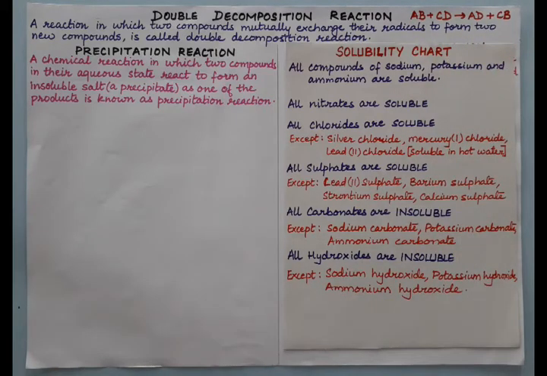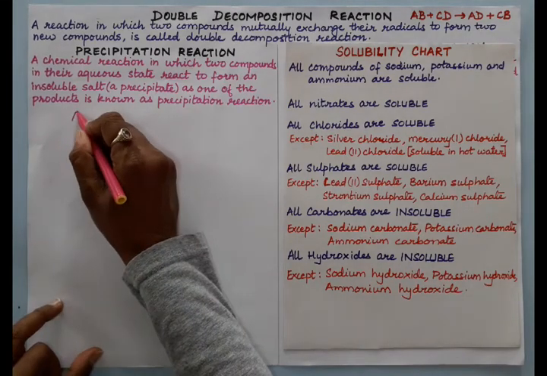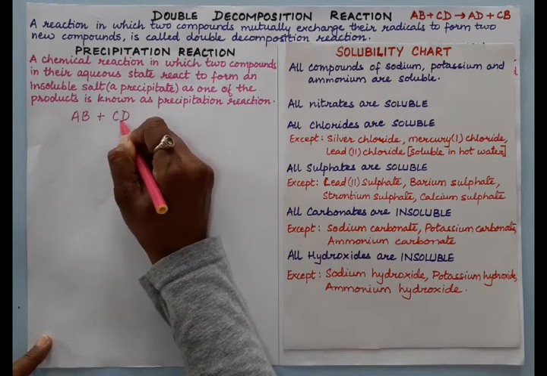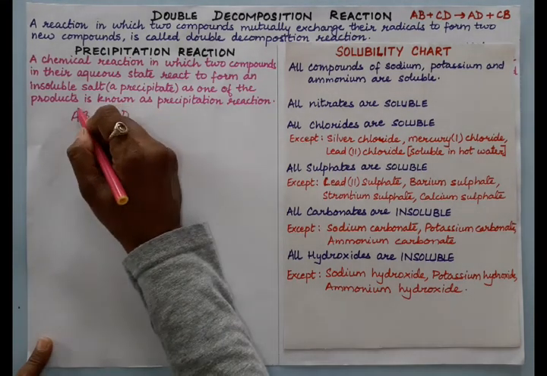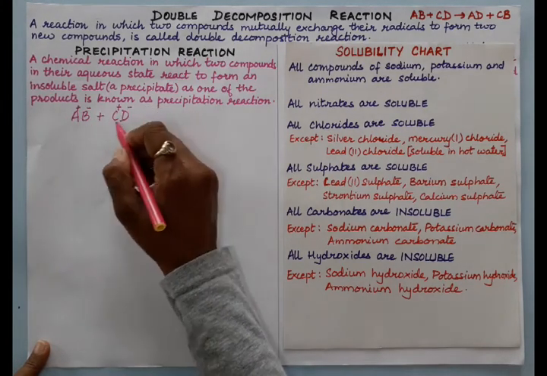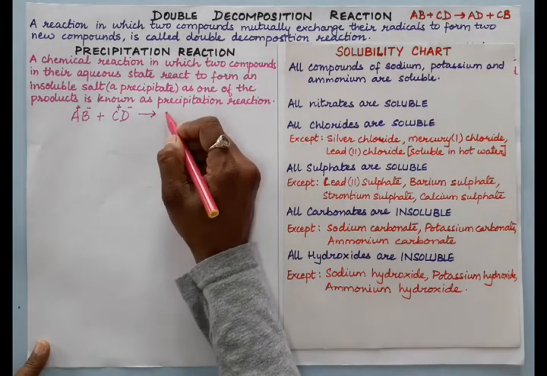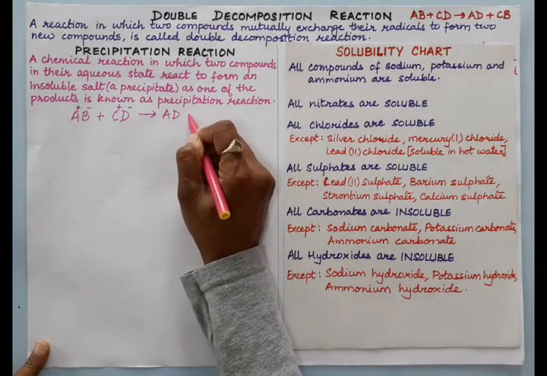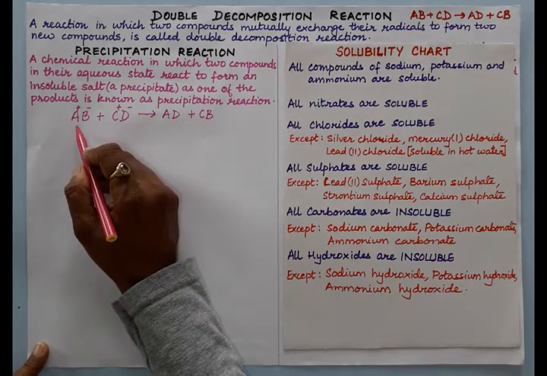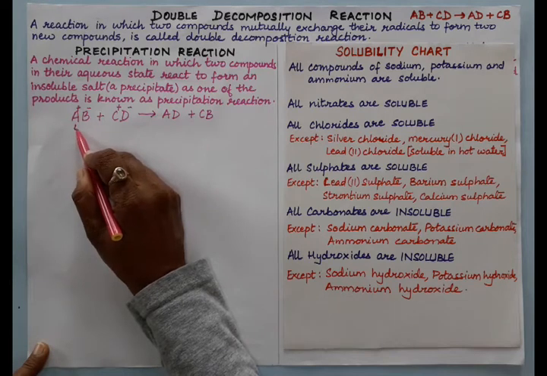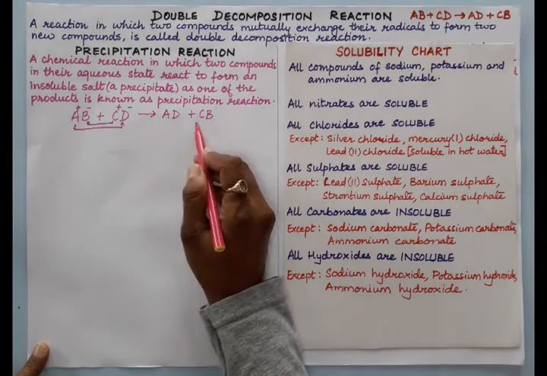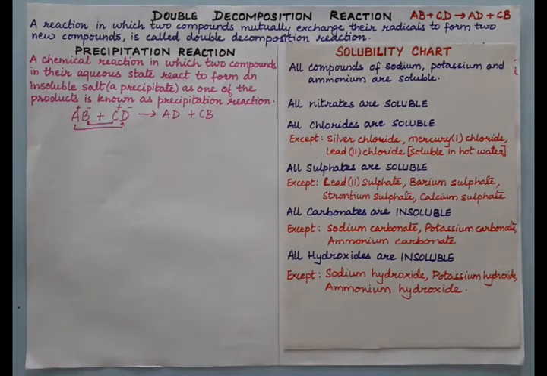So here, if we take one example, AB when reacts with CD. Now when we say AB and CD, so always this is positive, negative, two compounds which are ionic. Okay, when they react, we will get AD plus CB. Why? Because these two compounds are mutually exchanging their radicals. A combines with D and C combines with B and forms two new compounds, that is AD and CB.